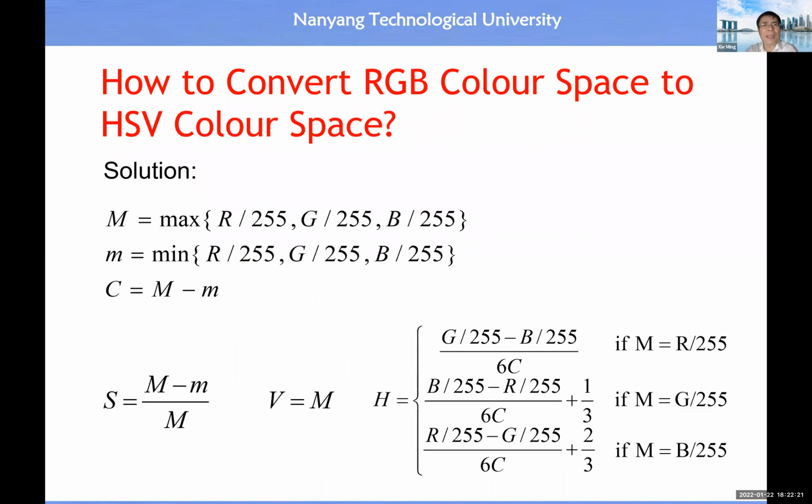How to convert the RGB color space to the HSV color space? This is the formula for you to follow. Get the maximum value from these 3 and the minimum value from these 3. Then C is equal to the difference between the maximum and the minimum.